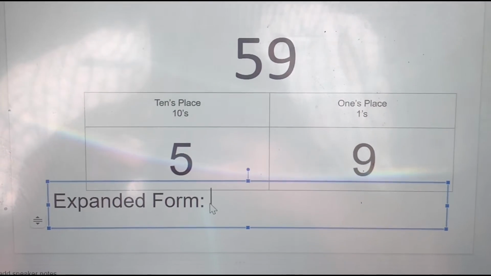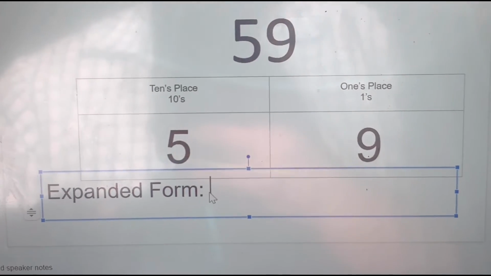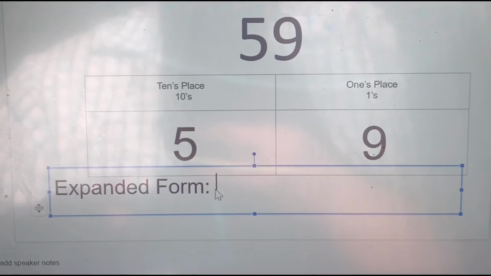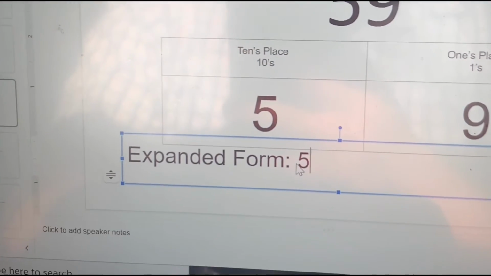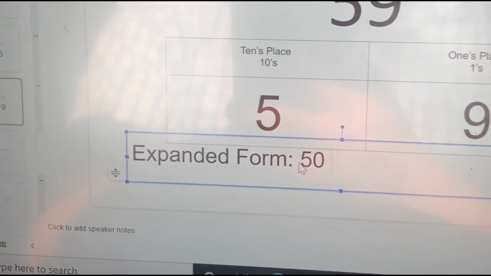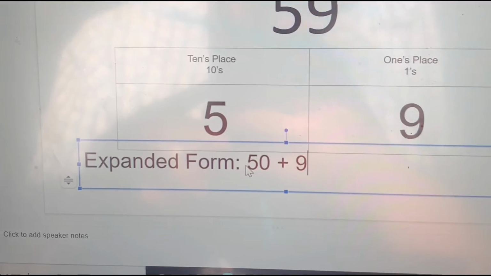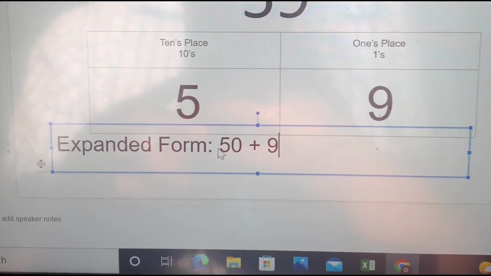So the very last step is to write 59 in an expanded form. You just heard me count by tens. There's 5 tens in the number 59. So the number in the tens place is worth 50. So we have 50 plus 9. The number 59 in expanded form would be 50 plus 9.